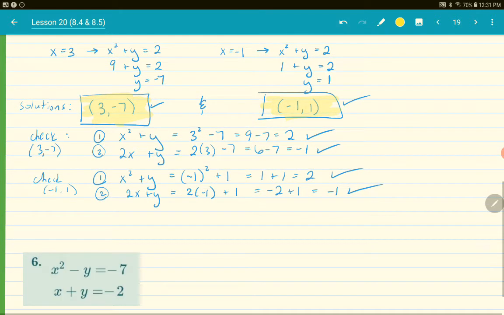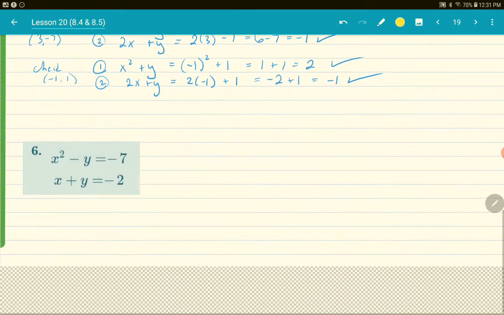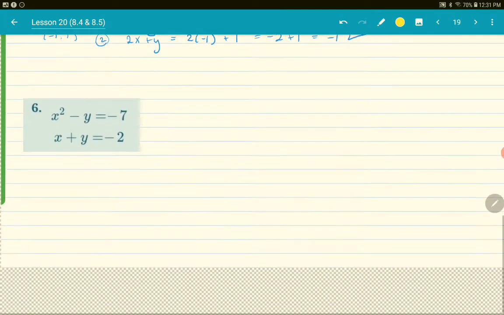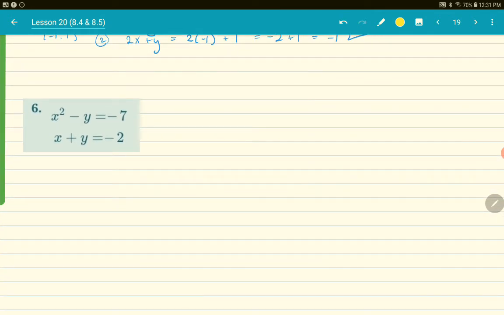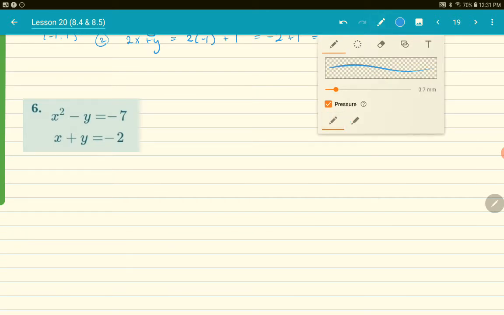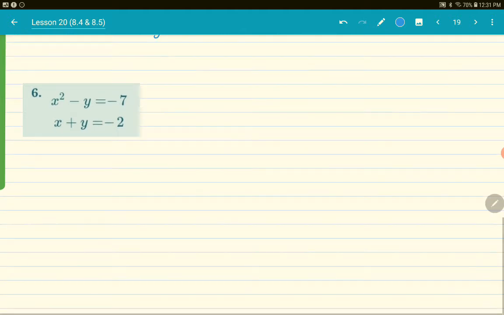All right, let's try number 6 now. Now that you've seen 2 examples, go ahead and pause the video again and try number 6 on your own. All right, so number 6, let's do this one together. So again, I'm going to start the same way by naming these equations so I can manipulate them. I want to get the y's to cancel. I again have a parabola and a line. So I have to get the y's to cancel because the x's are not like terms. I can just add equation 1 to equation 2 and my y's will cancel.